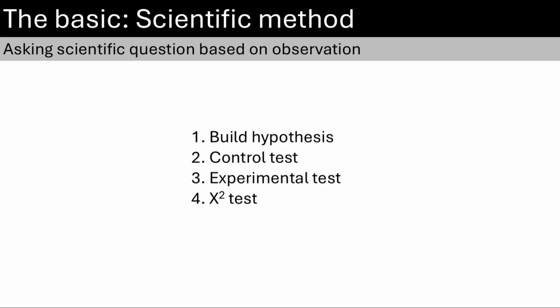The scientific method involves asking scientific questions based on interesting observations. Scientists then formulate a hypothesis to explain why the phenomenon occurred. Once the hypothesis is established, a control test is conducted to prevent unknown variables from affecting the experiment. After the control test, the variable of interest is introduced in the experimental test.